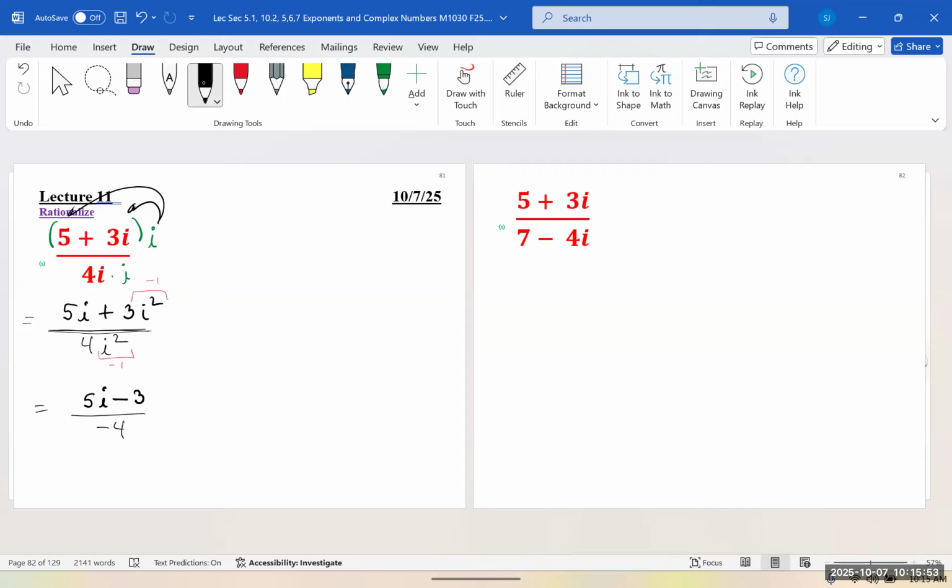What is our next step? What do we have to do? Separate them. Good job. So we have 5i minus 4 and then -3 over -4. At least here we have double negative, so it will turn into positive. So we have 5i over 4 plus 3 over 4.